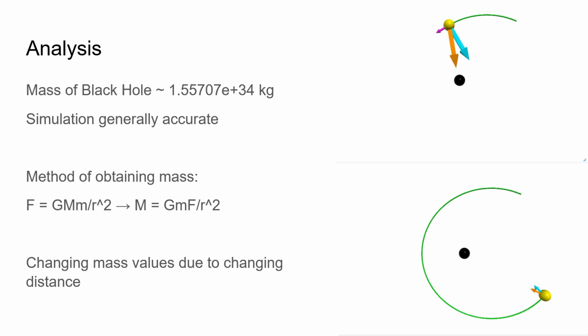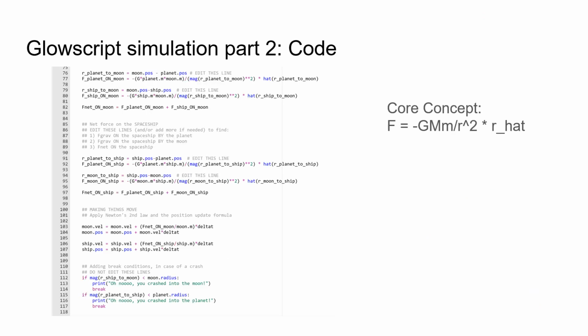The method for attaining the mass was, again, the law of universal gravitation. As you can see, if you manipulate the equation, given that we know what small m is and we know what the force is, then we can calculate the mass of the black hole, which is denoted by big M. The changing mass values are due to the changing distance. As you can imagine, the force would decrease as the radius increases.